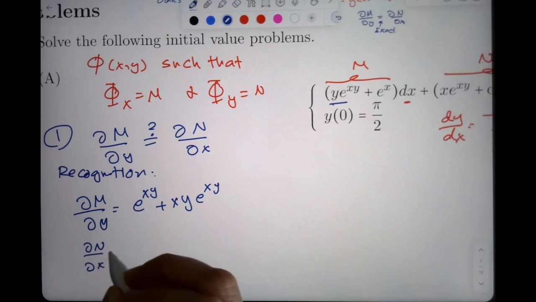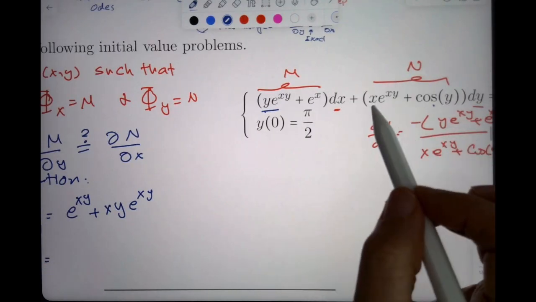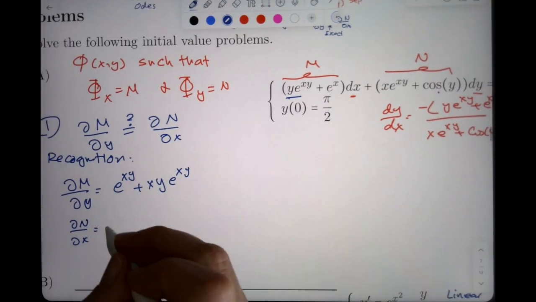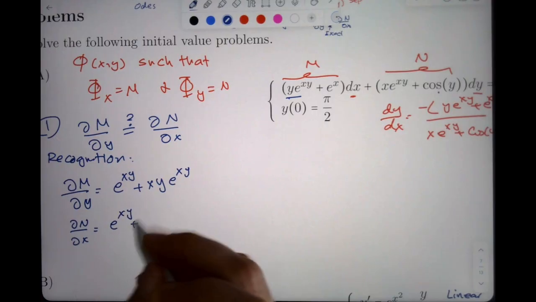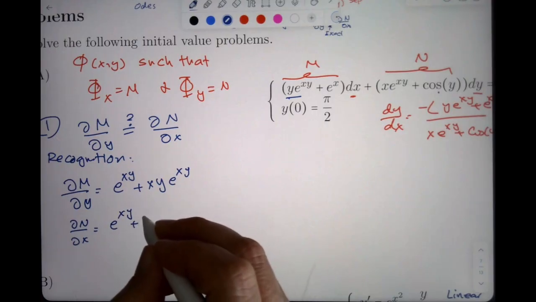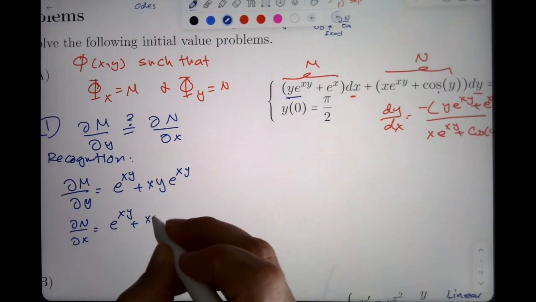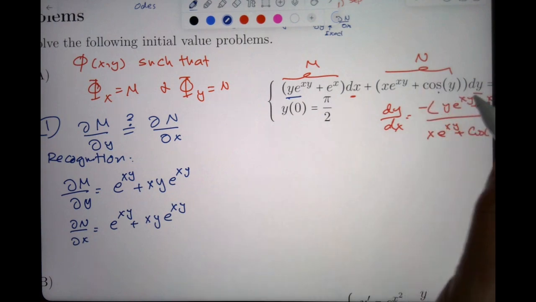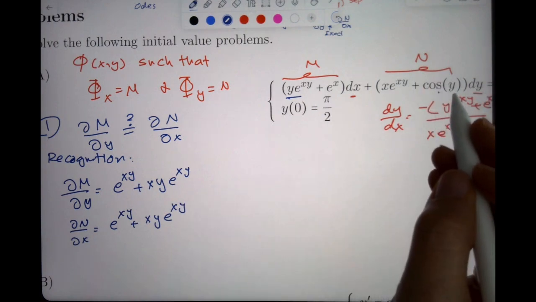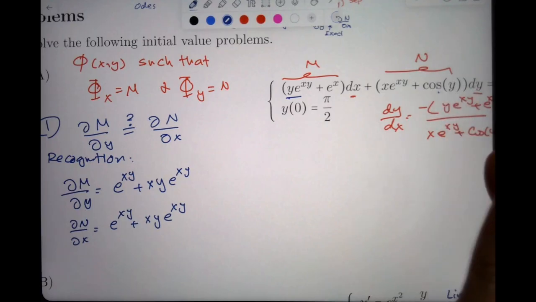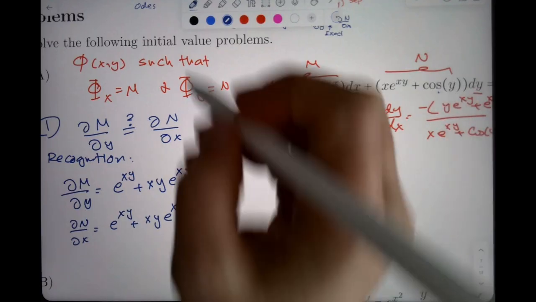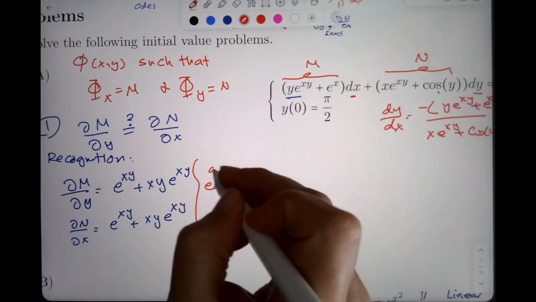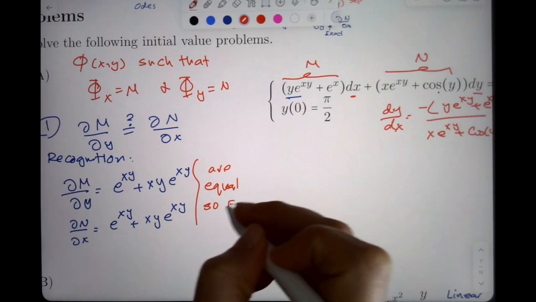Then I have to find partial of n with respect to x, which is, in this case, again a product rule, and I get e to the power xy plus x e to the power xy times y. And then the derivative of cosine of y is going to be just 0 because it's a constant in this case. So what happened is that these two are equal, so the equation is exact.